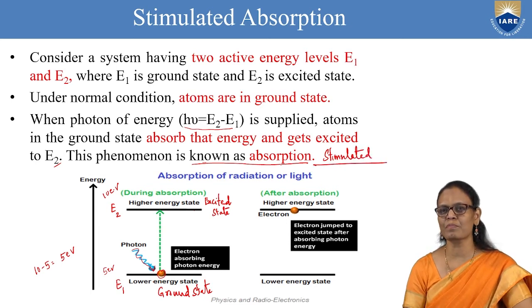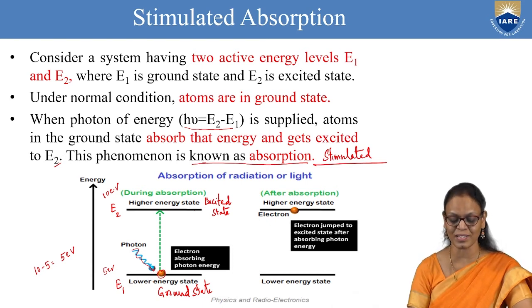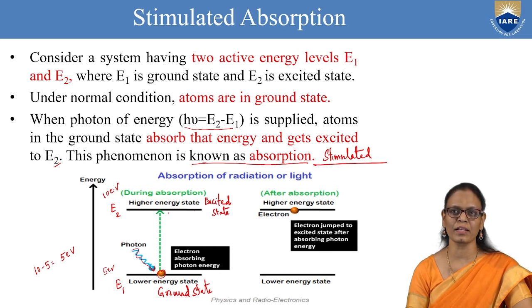Otherwise, we simply call it absorption because there is nothing like spontaneous absorption. Any atom cannot just go on its own because E2 is at a higher level. It requires energy to go to the higher energy level. So we need to supply the energy. So we call it stimulation. On stimulation, this atom goes to the higher energy level. So we call it stimulated absorption.